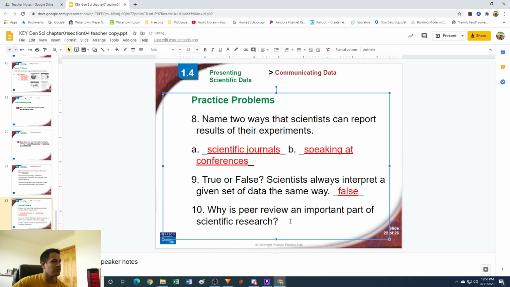All right, last question, number 10. Why is peer review an important part of scientific research? Peer review is really important to make sure that the information you're giving out is honest and accurate, okay? And there's no bias in there. So we will say, to make sure our results are accurate and honest. Something like that. Okay, so that was the last question in the notes.